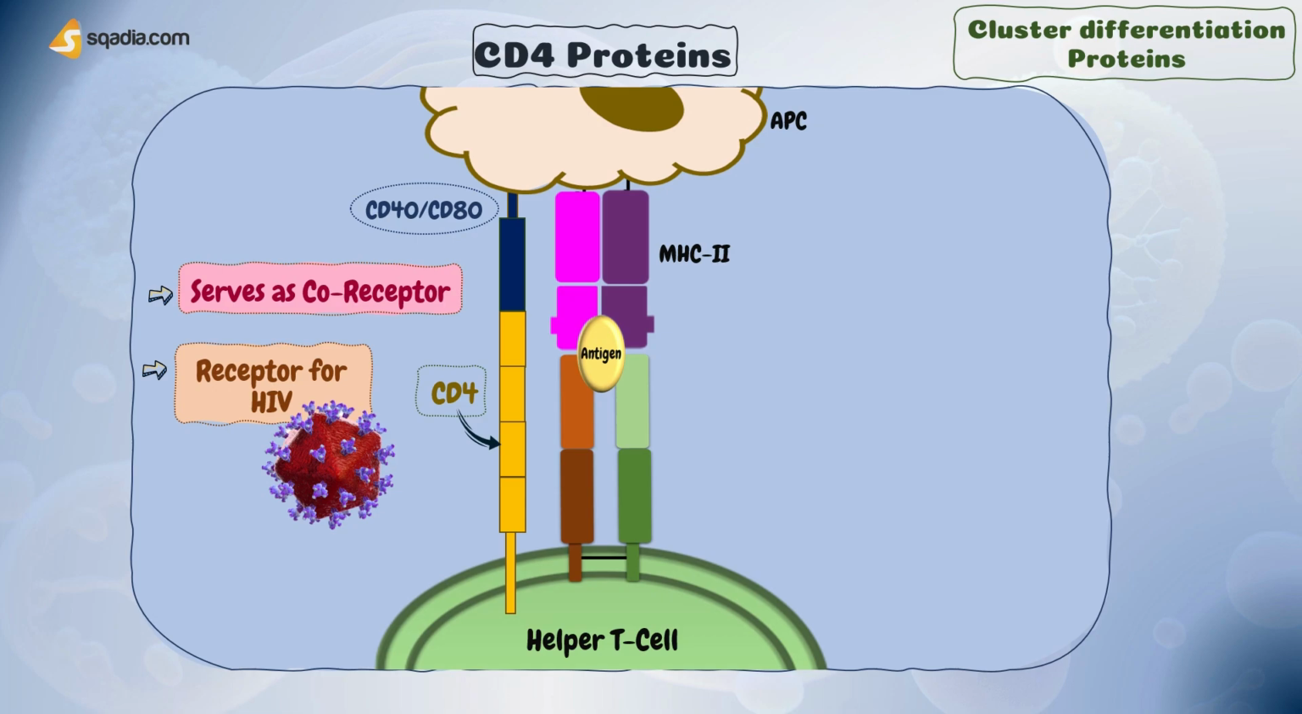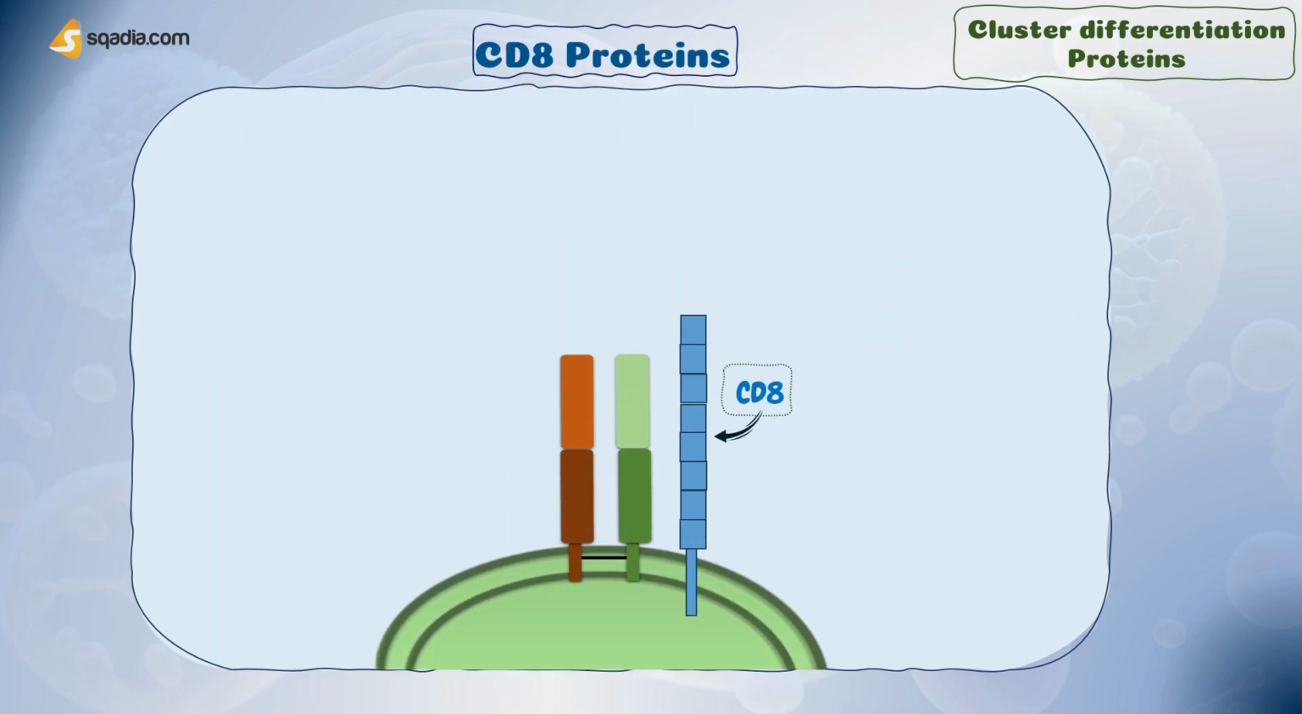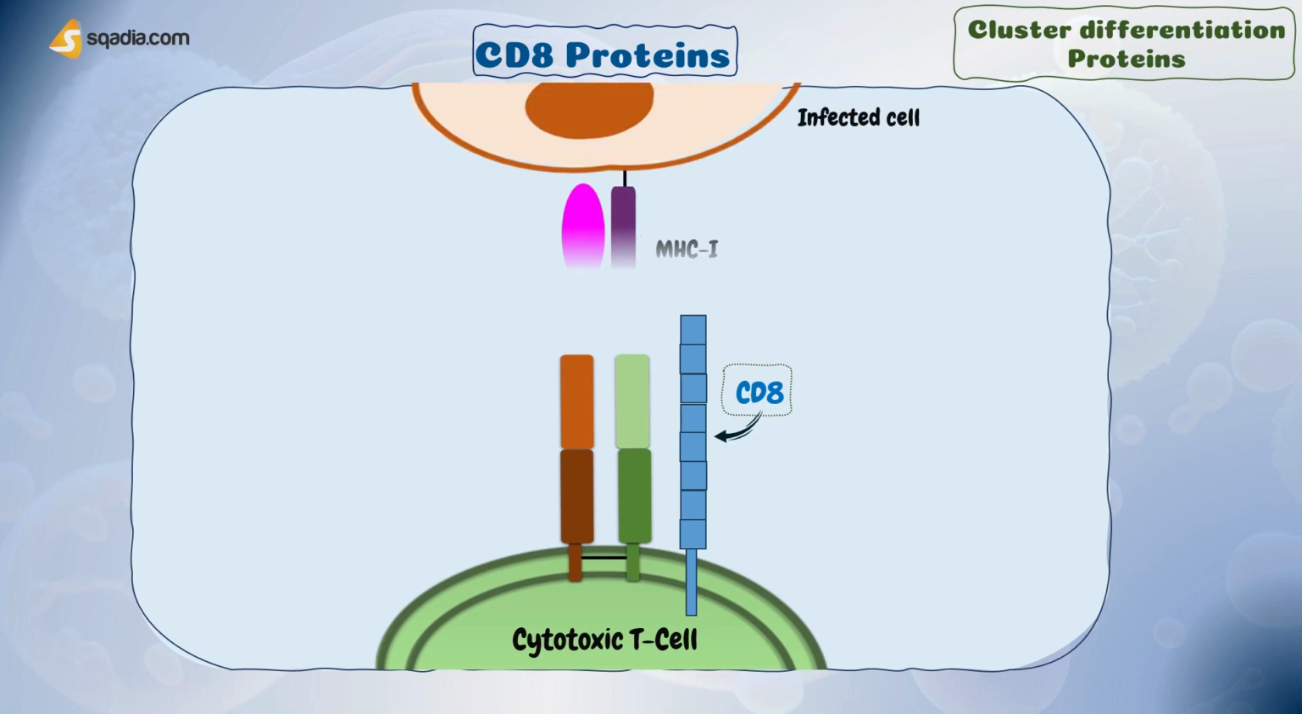Now, the next known CD antigen is CD8. That is just like CD4, expressed primarily on a particular subset of T cells. And here, that subset is cytotoxic T cells. Upon the surface of cytotoxic or killer T cells, these CD8 molecules interact with major histocompatibility complex class I or MHC1 molecules, playing a role in cell-mediated immune responses.